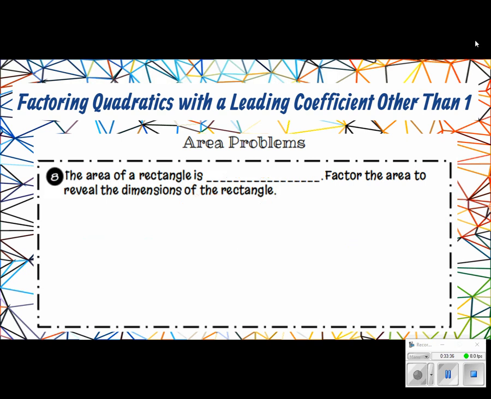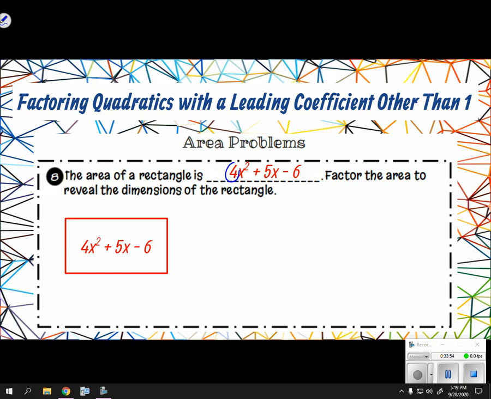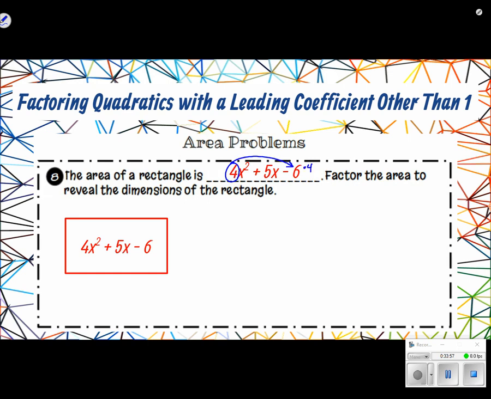All right, I think we got 2 more to go. So the area of a rectangle is 4x squared plus 5x minus 6. So we're going to factor this to reveal its dimensions. So we are going to look for greatest common factor. I don't see one. So then, since this is already written, I can go ahead and do that slide. And the next thing that I'm going to write is going to be just what I get after I do that slide component of it. And then I want to find two numbers that multiply to give me negative 24, and add to give me 5. So we're looking at negative 8 and 3.